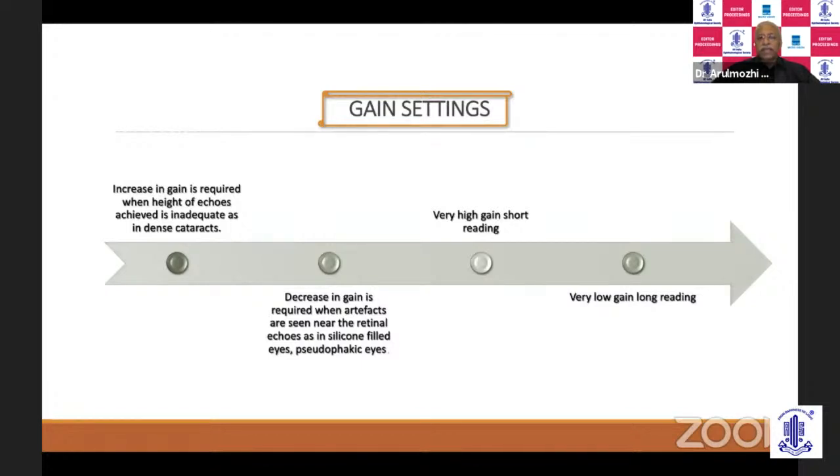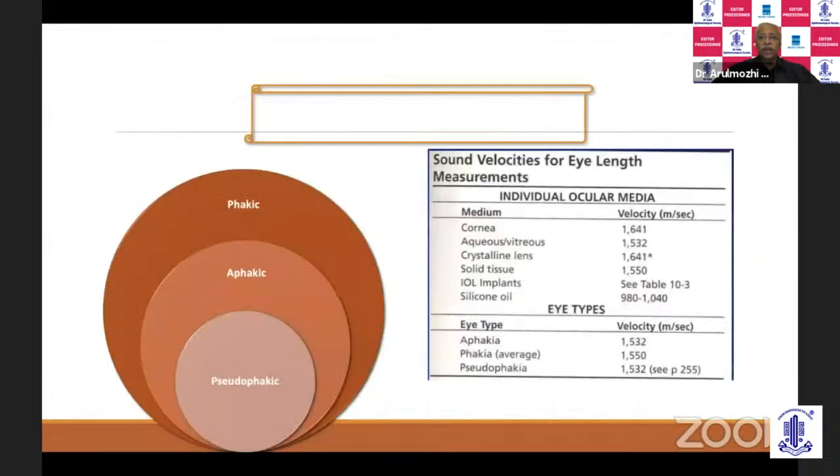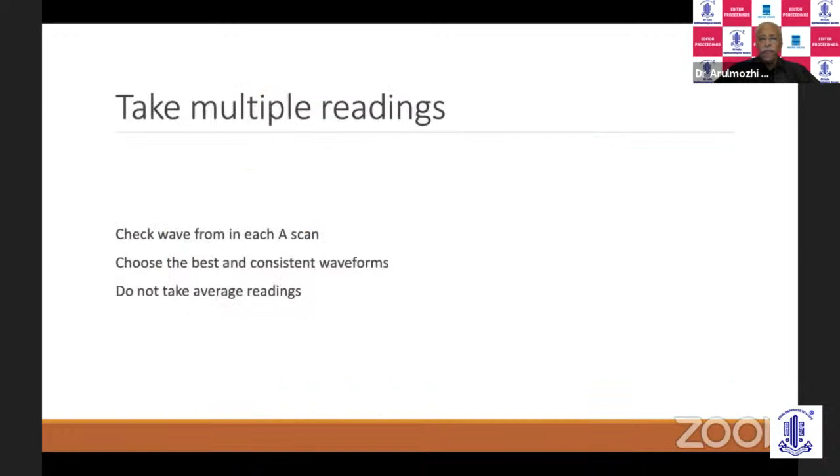Please remember, if you consistently use very high gain, you could be getting shorter than normal readings, and with very low gain, you could end up getting longer than normal readings. So make sure that the gain is set in such a way that the spikes you get on the screen are sufficient and of good quality. Sound velocities are different for different types of eyes, a phakic eye or an aphakic eye or a pseudophakic eye. Remember to set those settings.